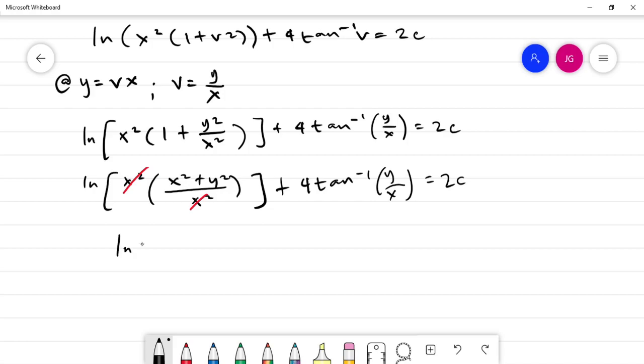So, the final answer is ln x squared plus y squared plus 4 arctan y over x, then equal to 2c. Or you can simply use c.